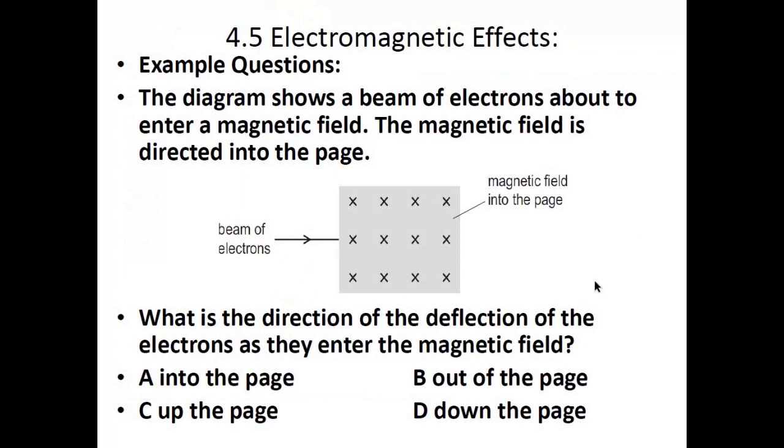Okay, so what is the direction of the deflection of electrons as they enter the magnetic field? Now the magnetic field is into the page. Now arrange your left hand. Into the field means your first finger should point towards the page or towards the screen, and the direction of the current is supposed to be, if the beam of electrons is coming from left to right, that means the direction of current would be from right to left. So arrange your second finger pointing towards the left, and your first finger pointing towards the page, then you would see that your thumb is pointing downwards. So that means that D should be the right answer, down the page.